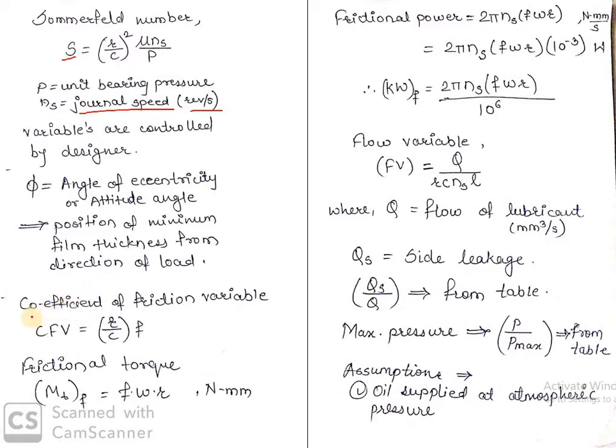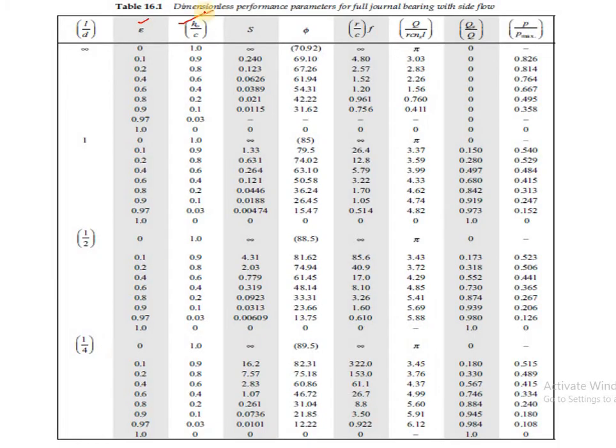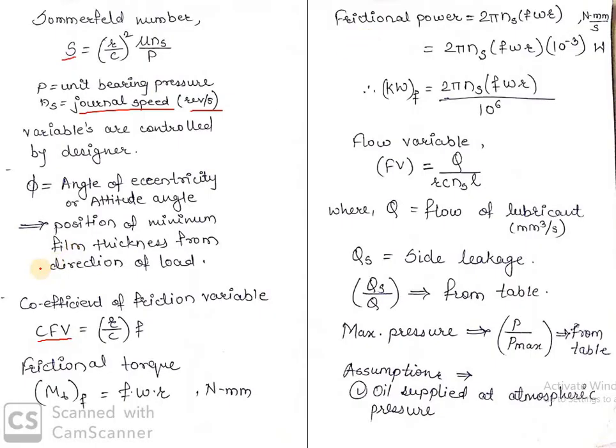Next we have to talk about the coefficient of friction variable. It is denoted by capital C, Fv. It is given by (r/c) into f, where f is the coefficient of friction. Here again you can see in the table, this is the term, (r/c) f. We have talked about the Sommerfeld number and the angle of eccentricity. Now we are talking about this, the coefficient of friction variable.